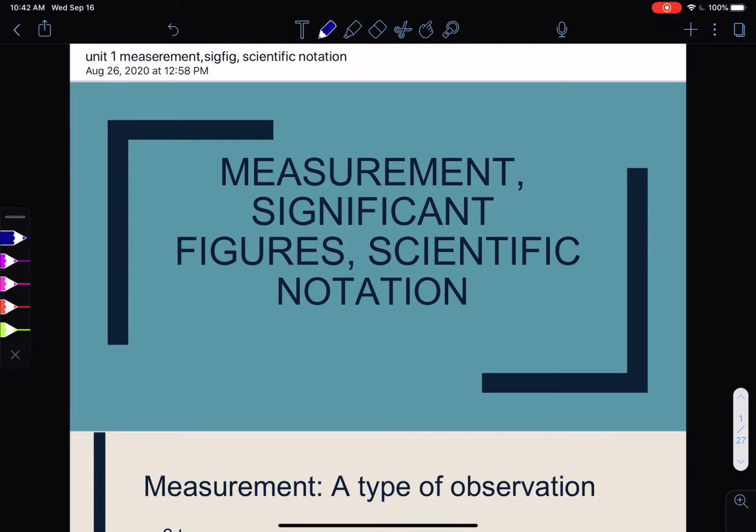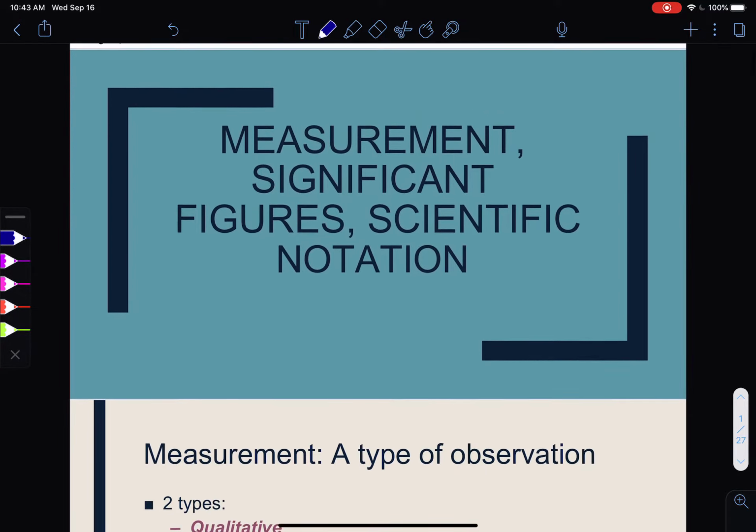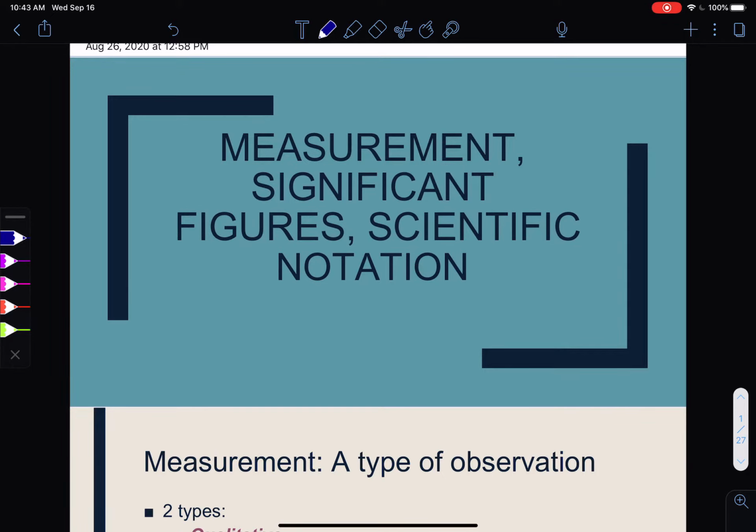Okay, so I am going to teach you this material by this video, and then I'll go over it once I'm done. So this unit, or this part of this unit, is measurement, significant figures, and scientific notation.